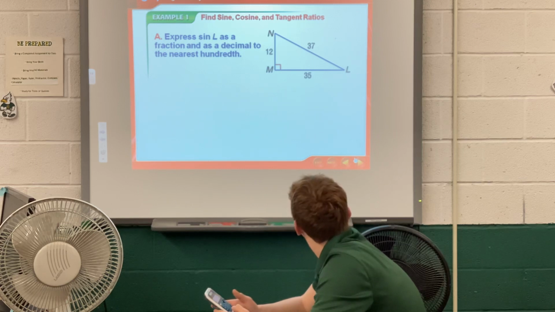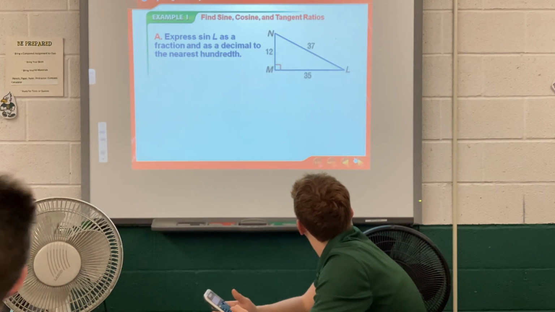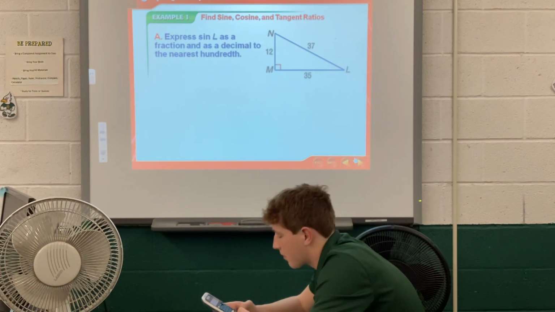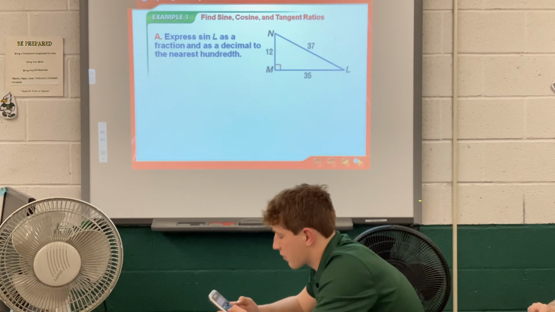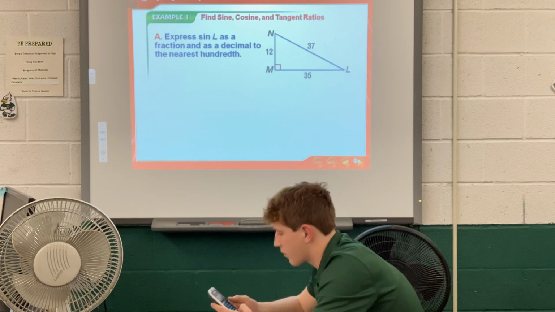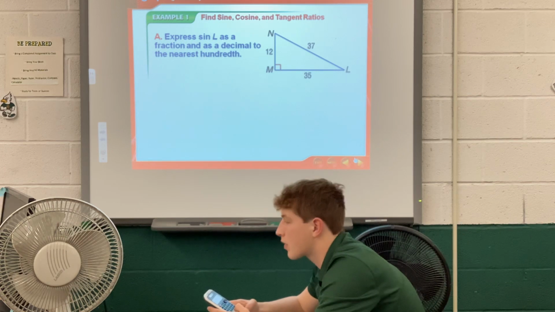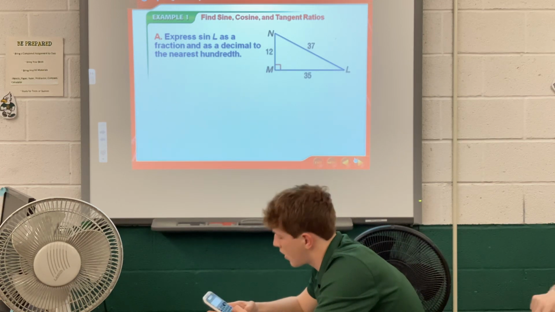You just divide the fraction. So the most important thing is remembering or following the directions. So what's the sine of L? 12 over 37. 12 over 37 for my decimal, 0.32. Okay? Cosine of L. 35 over 37, so we get 0.95. And tangent, 12 over 35, which is 0.34.